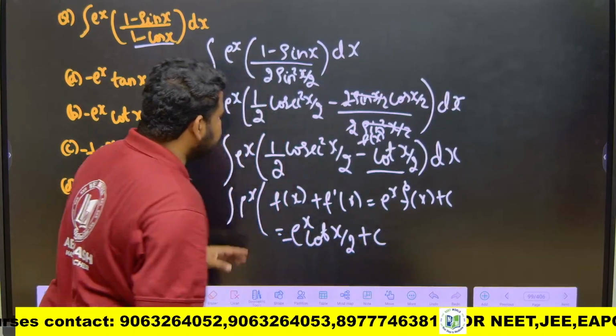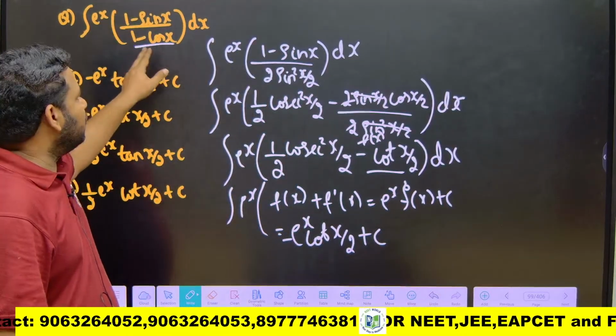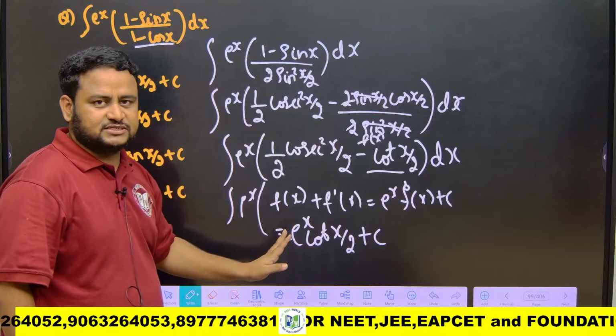Similar to the previous question, here we have to do some modification. That is, I have to write 1 minus cos x as what?